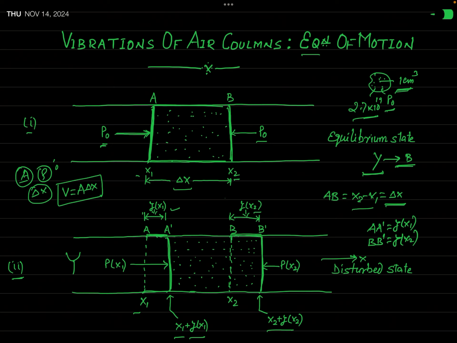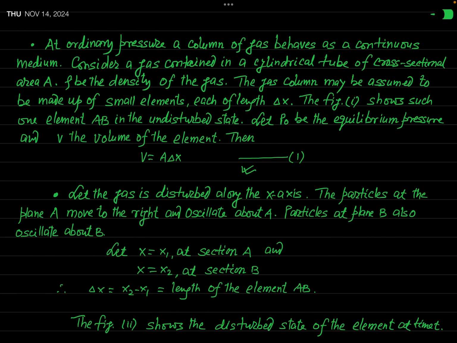Again, all these things which I have just explained, I have written here for your convenience. You can see, I have considered that the gas is disturbed along the x-axis and the particles at the plane A move to the right and oscillate about A, and particles at B also oscillate about B. And what is this x1? This is the x coordinate of section A, and x2 is the x coordinate of section B.